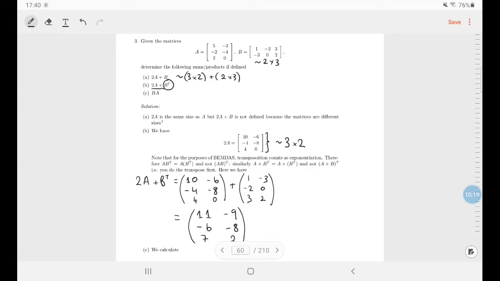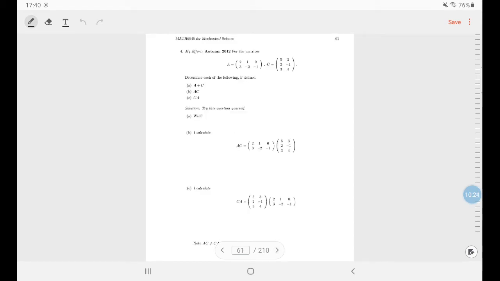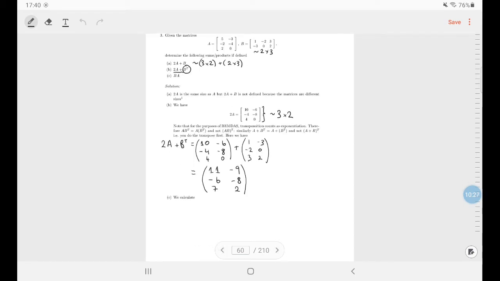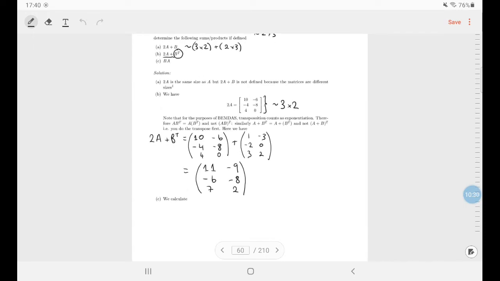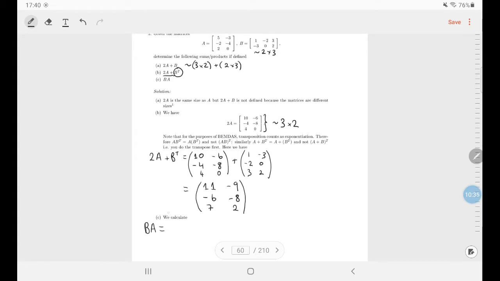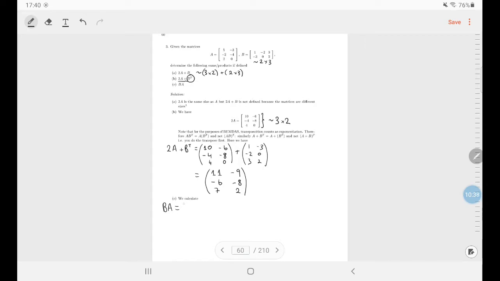So this is an example where I actually recommend writing out the full matrix again, because it's hard otherwise working right to left. Okay, so I'm going to write out BA down the bottom here. So BA equal to, so yeah, I'm going to have to write very small. B: 1, minus 2, 3, minus 3, 0, 2. Now write A: 5, minus 3, minus 2, minus 4, 2, 0.